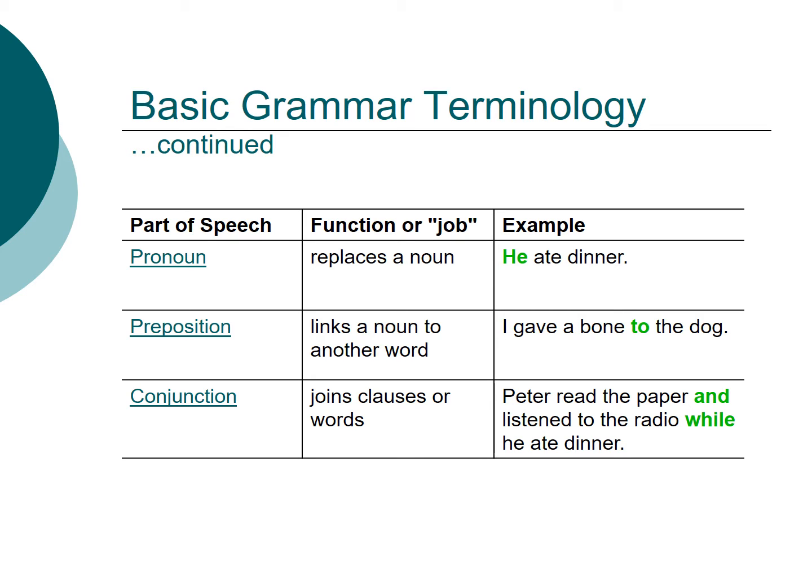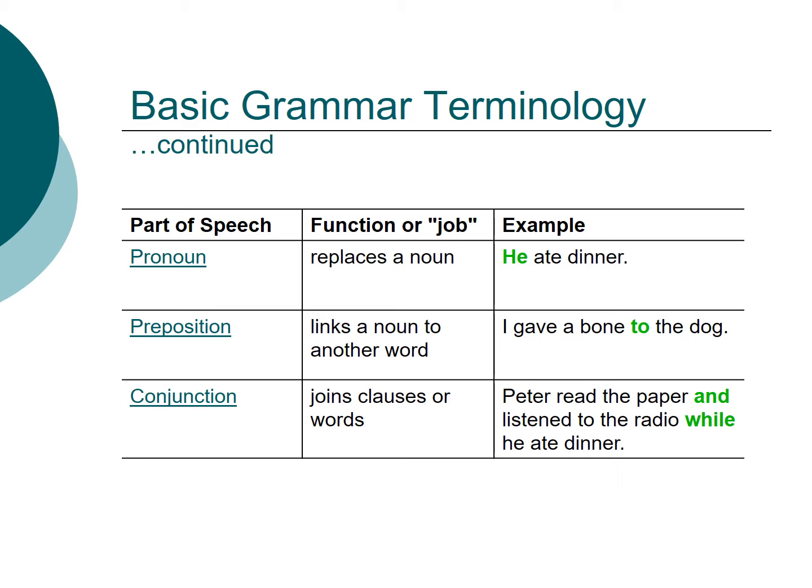Then the next one is the preposition. The preposition links a noun to another word. I gave a bone to the dog. I sit on the chair. So to, in, under, and so on, are called prepositions.